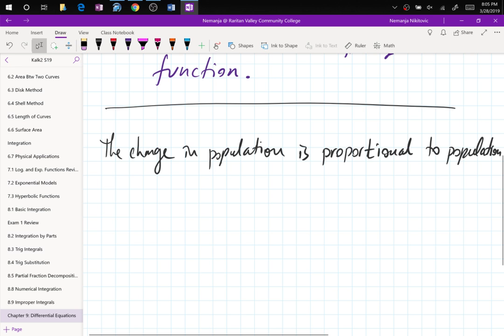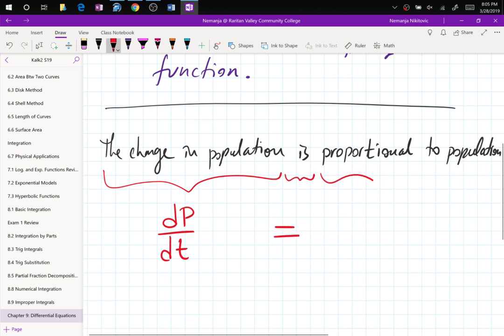It's time to transfer this into a mathematical expression, and it will work out to be a derivative. The change in population, well, that happens in time, so the change in population is the change in population in time, is proportional to population. And we just obtained the simplest differential equation known to mankind.